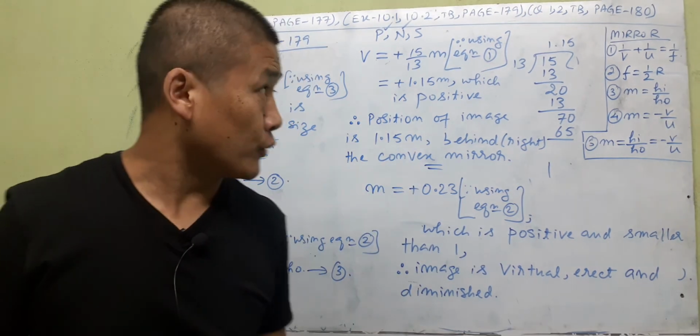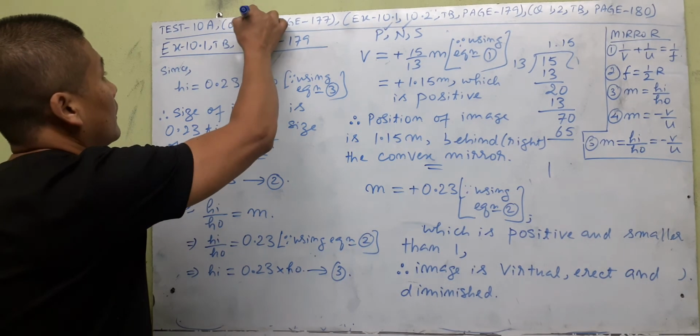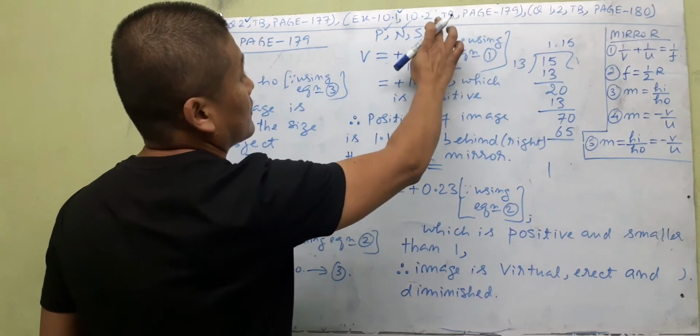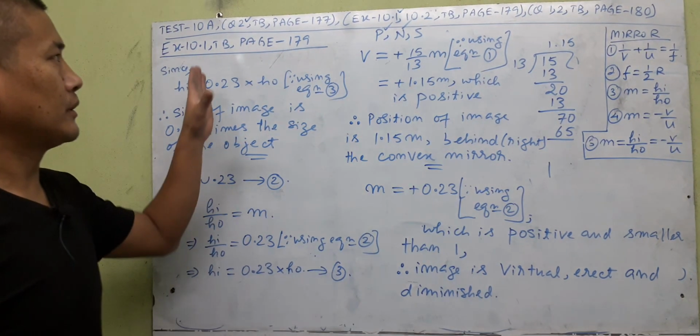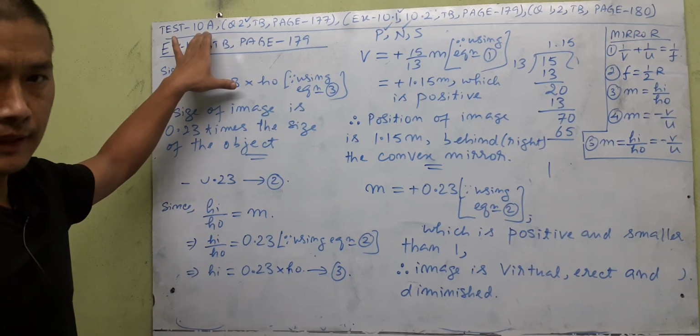So that ends this question. We have done these two here in this class. In the next class we'll do the next 3 numericals. So it will take 2 classes to complete this 10A part, okay?